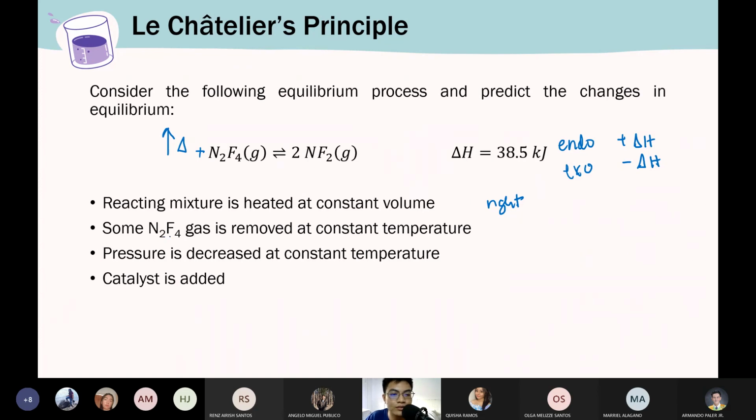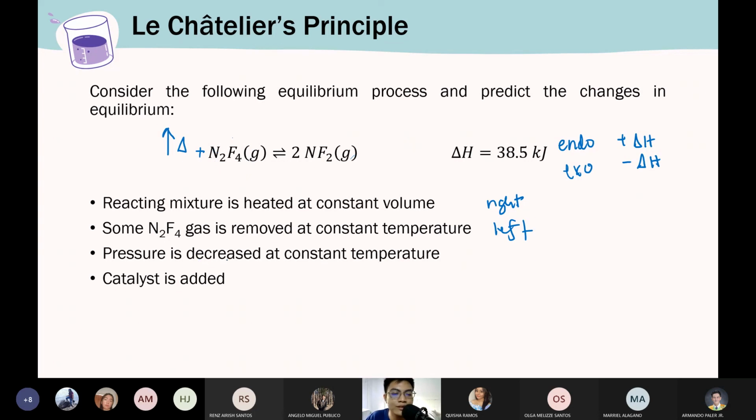Some N2F2 gas, some N2F4 gas is removed. So, binawasan mo yung reactant. So, the direction of the reaction is to the left. Since nabawasan to, pupunta doon yung reaction to the left. Okay? Which I shown you in the earlier slides. Na?